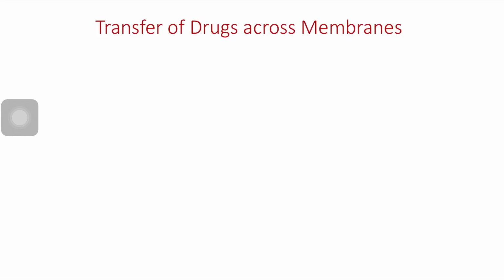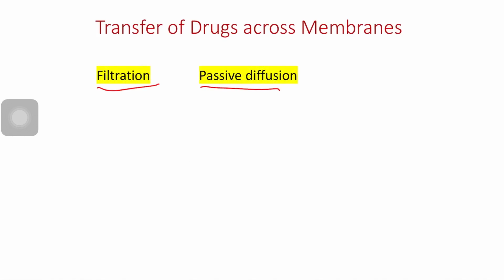We have already seen the different ways of transport of drug across the membranes, and we have already seen what is filtration and passive diffusion. Today we are going to see in detail about specialized transport.